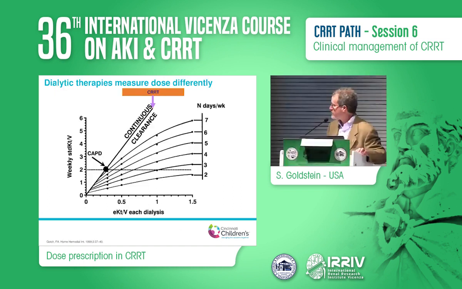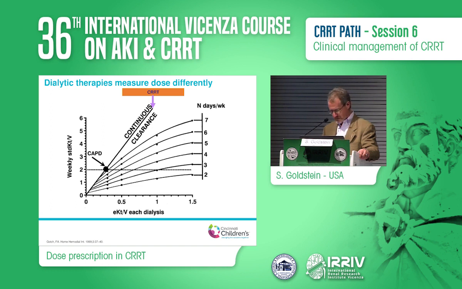So if we look at this graph, which on the x-axis is looking at the equilibrated Kt/V for each dialysis treatment in an intermittent hemo treatment, and then the weekly standardized Kt/V, which is on the y-axis, we can see that in the intermittent therapy, depending on the number of days of the week, as you do more therapies during the week, the standard Kt/V will increase.